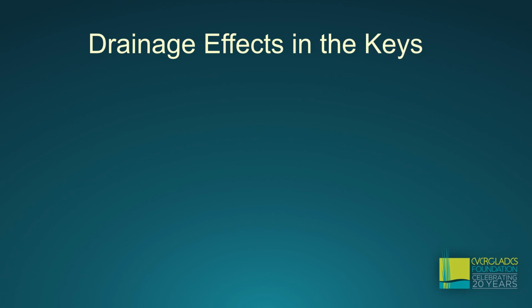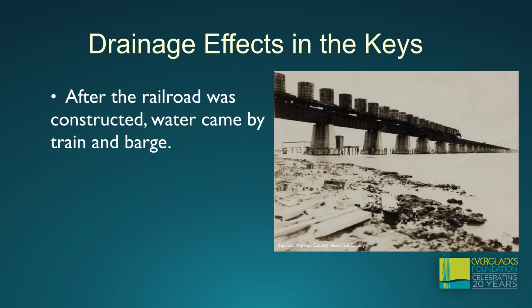This is an interesting blast from the past. This is water coming down the railroad. Before we had a pipeline, they would put water in the train cars and take it down the train to Key West to augment the cisterns. That was the primary source of water. So my question is, where the heck did they get that water? That's a very interesting question.